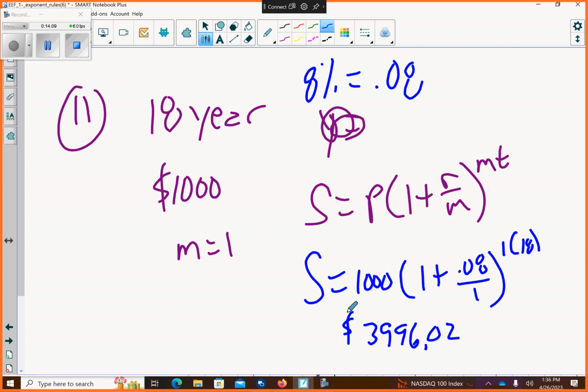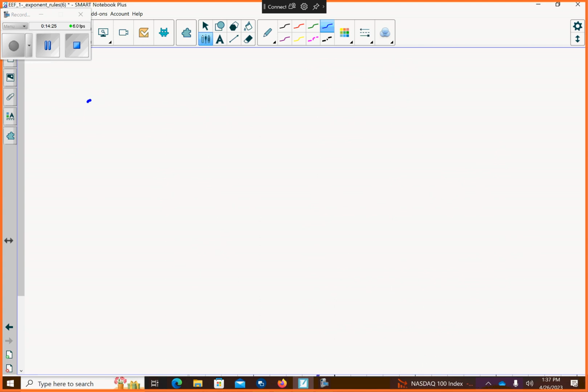Okay, it says a couple needs $15,000 for a down payment on a home. Must be a cheap home these days. If they invest $10,000 at 8% compounded quarterly, how long will it take to grow to $15,000? Okay, so we're going to use this equation.